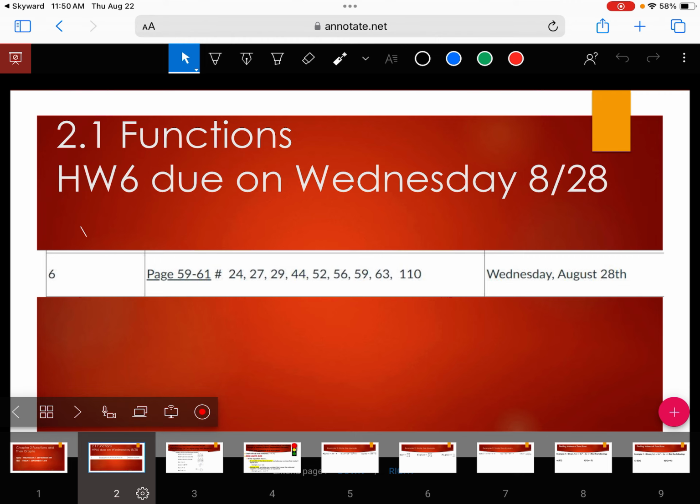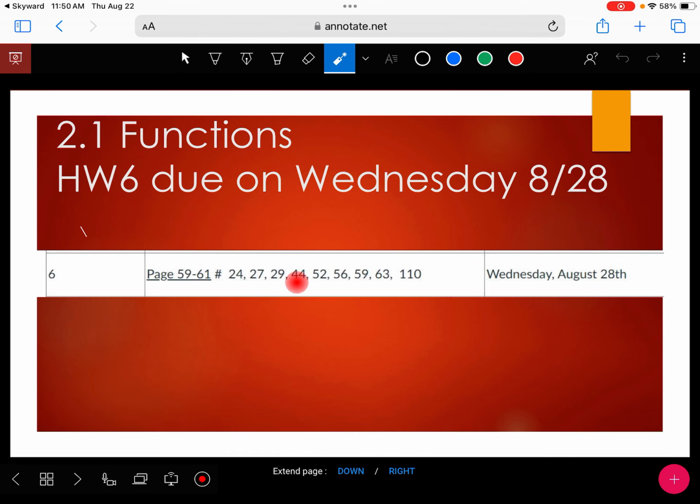So the next homework assignment, okay, this one does not have any graphing in it, because if it did, I would say you need graph paper right here. But your first homework assignment, which is homework 6, we just keep the numbers rolling. So now we're moving on to homework 6. That's due next week on Wednesday. These are the numbers that you have to do.